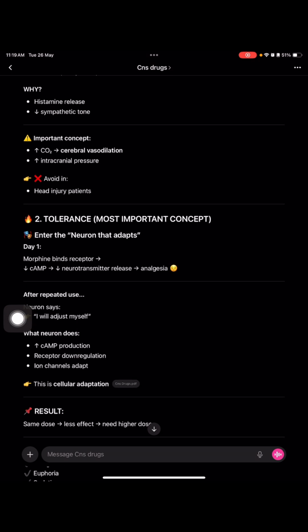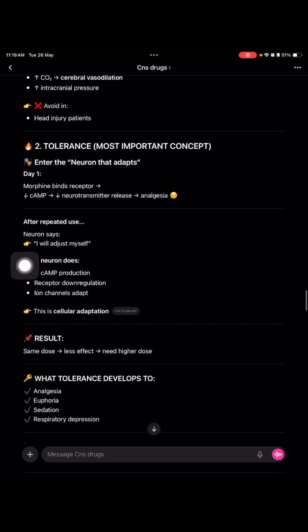Tolerance, neuronal adaptation. Morphine binds the receptor, decreases the cyclic AMP, neurotransmitter release is decreased, and analgesia is there. After repeated use, the neuron will say, I will adjust myself.